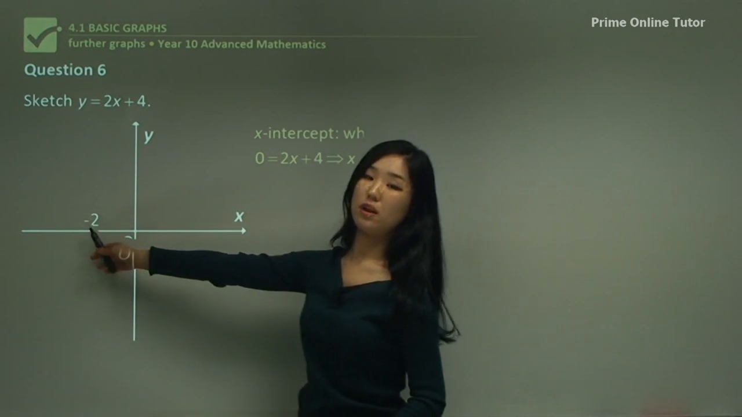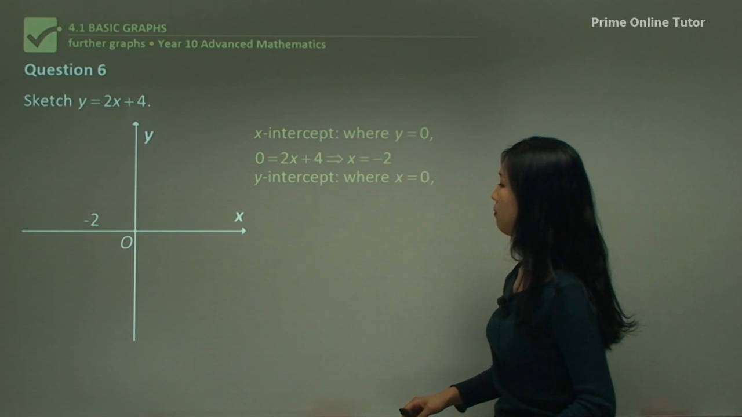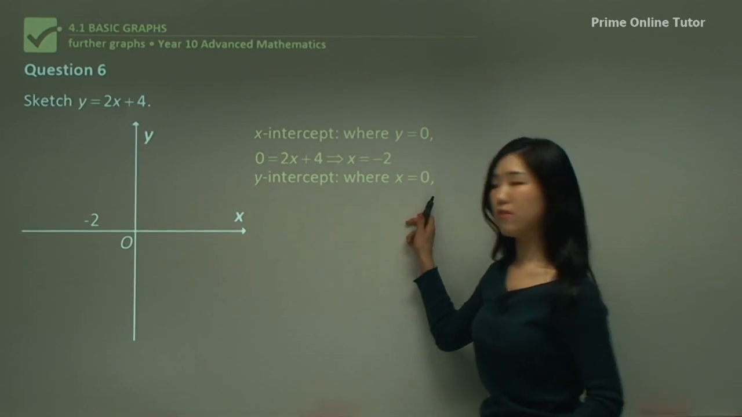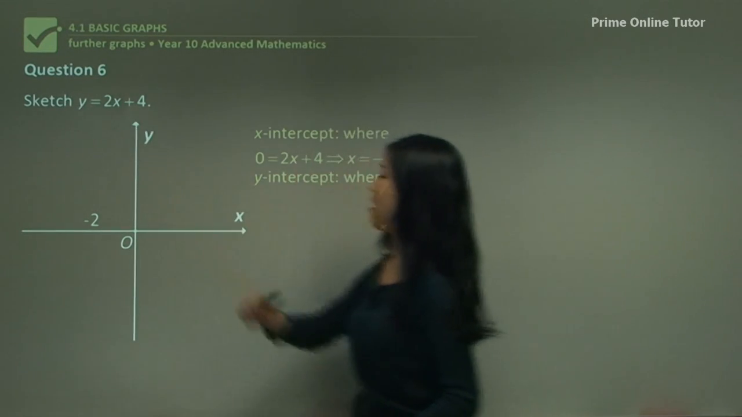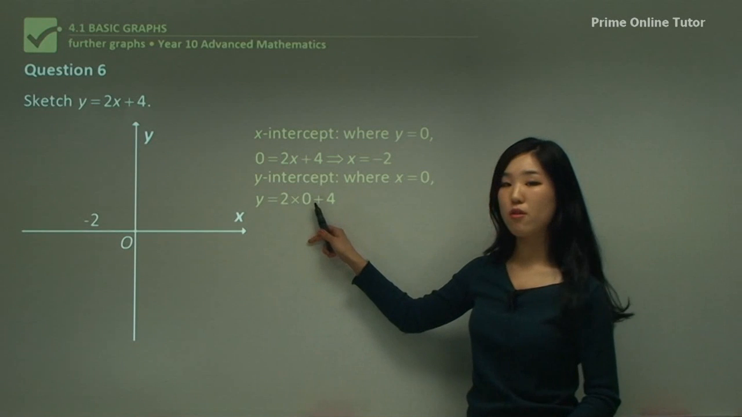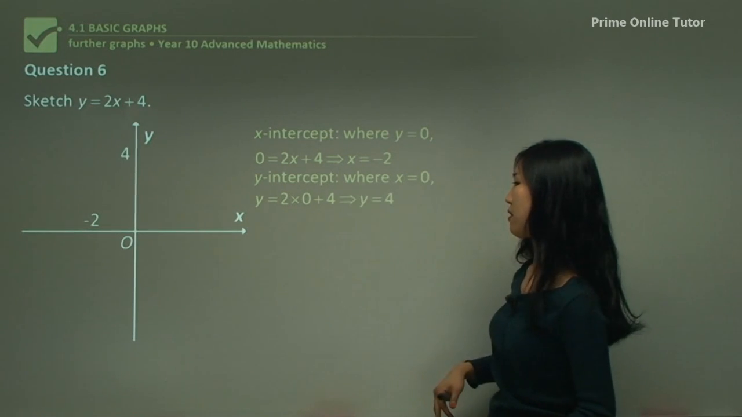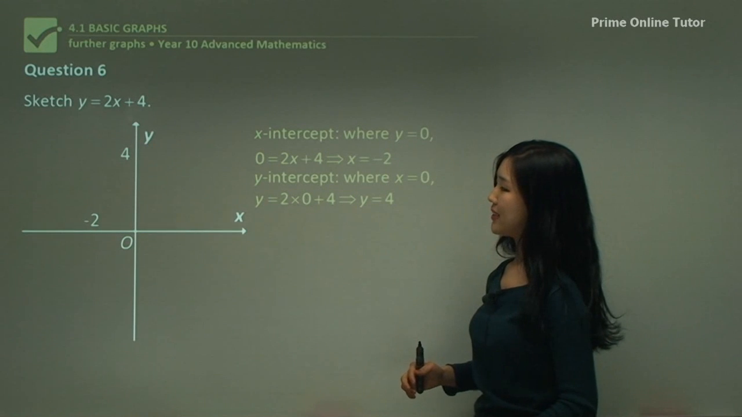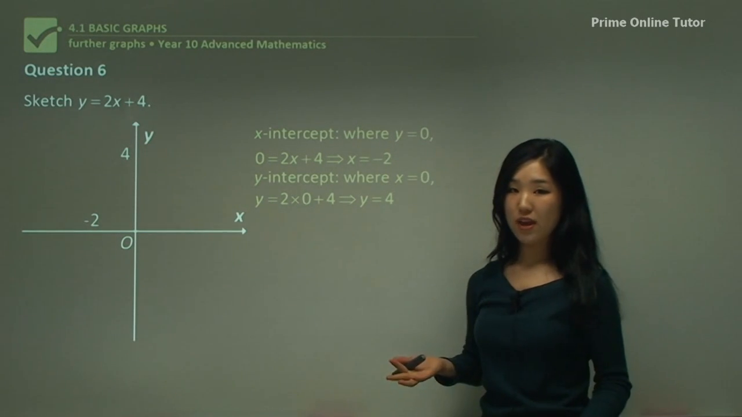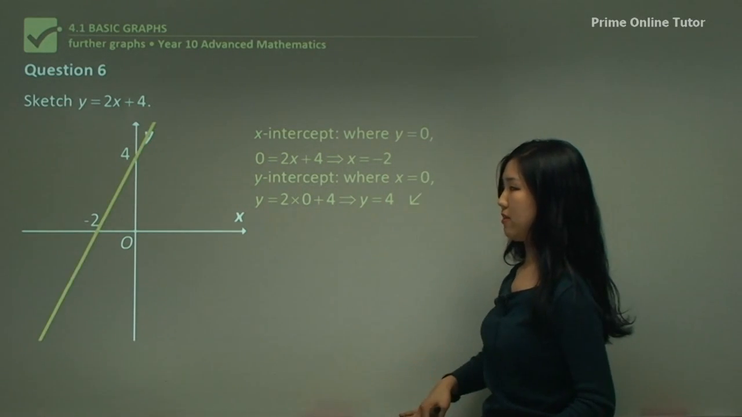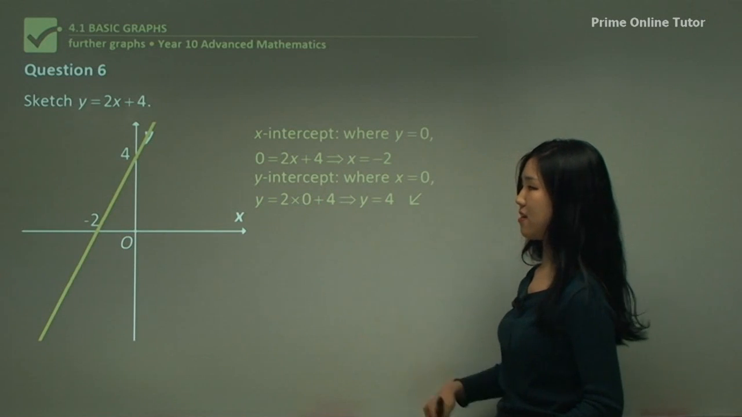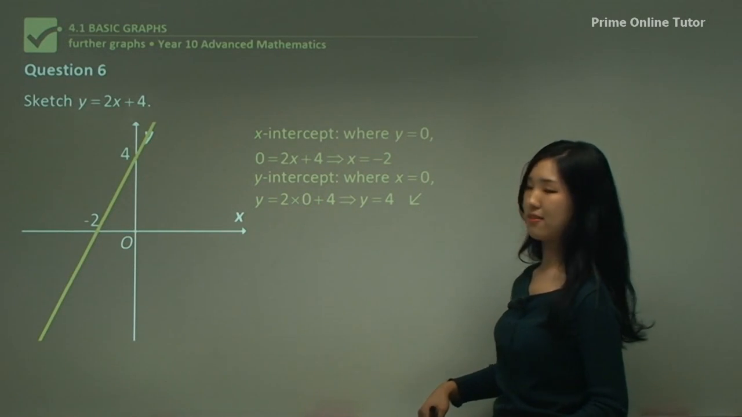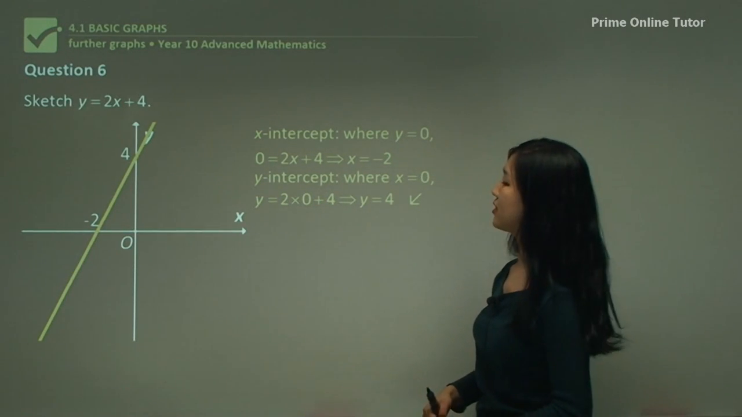So I plot that point in. Y-intercept, x is 0, so sub in x equals to 0 into there. So y would be 2 times 0 plus 4, which will simply just make 4. So plot it. Just plot the y-intercept there, and what do we need to do now? Just join it and you get the answer. That's your graph for question 6. So have a look.